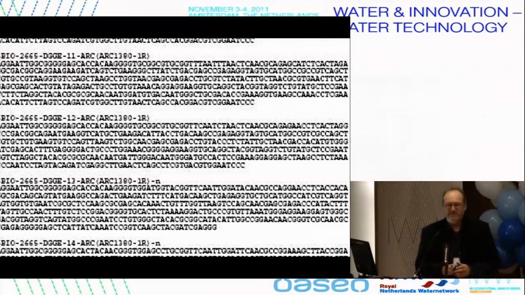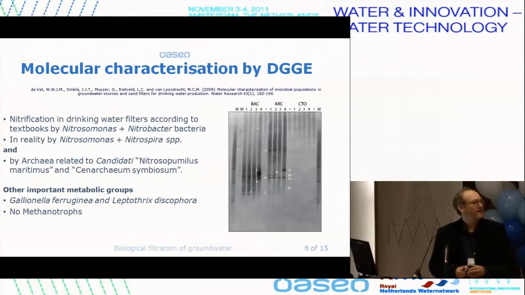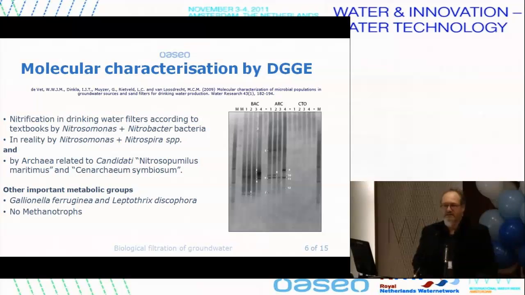At the Oase, we used some of the techniques to characterize the system, so the groundwater and the filters. We used DGGE to find the composition of the populations in filters and in groundwater. And nowadays, of course, you have newer techniques that give more results, like new generation sequencing and clone libraries. But we used this, and it already gave a good impression of the populations living in these groundwater filters.